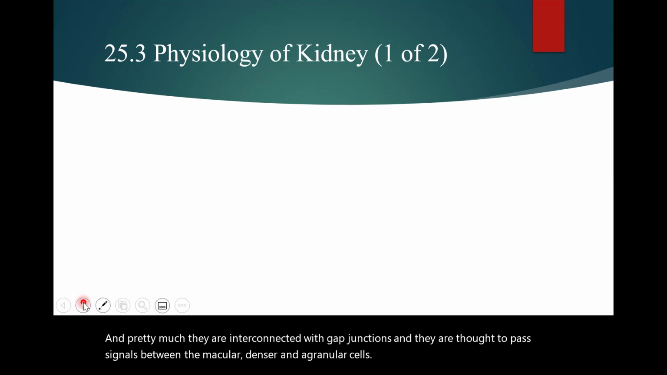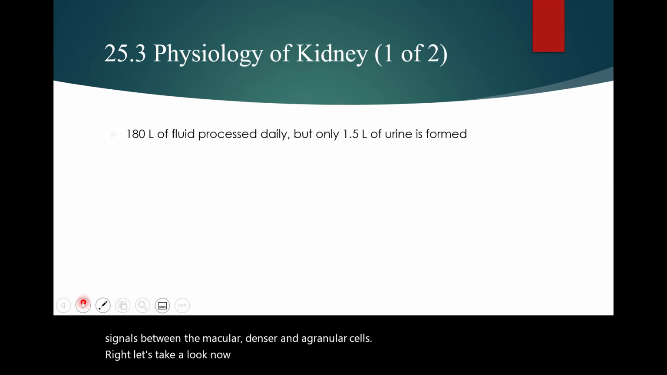Right, let's take a look now at the physiology of the kidney. 180 liters of fluid per day is processed. But actually only 1.5 liters, less than 1%, is actually formed and excreted.